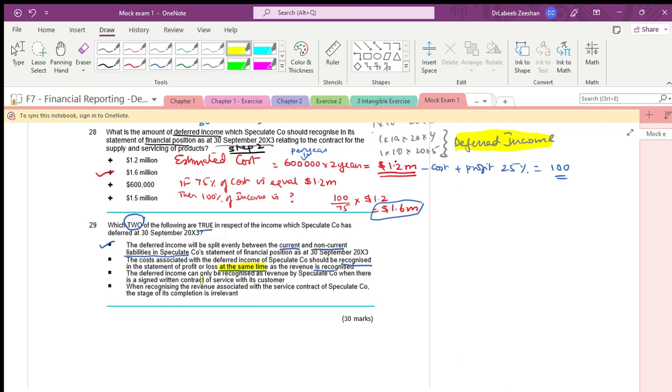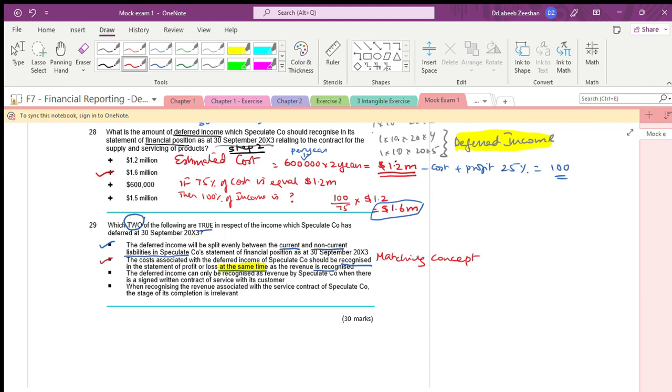At the time the revenue is received, the cost associated with the deferred income aspect should be recognized in the statement of profit and loss account at the same time as the revenue. What are we doing with respect to that? We are using the matching concept. When it has been recognized in the same year, it has to be reflected. Is it right? This is also true.